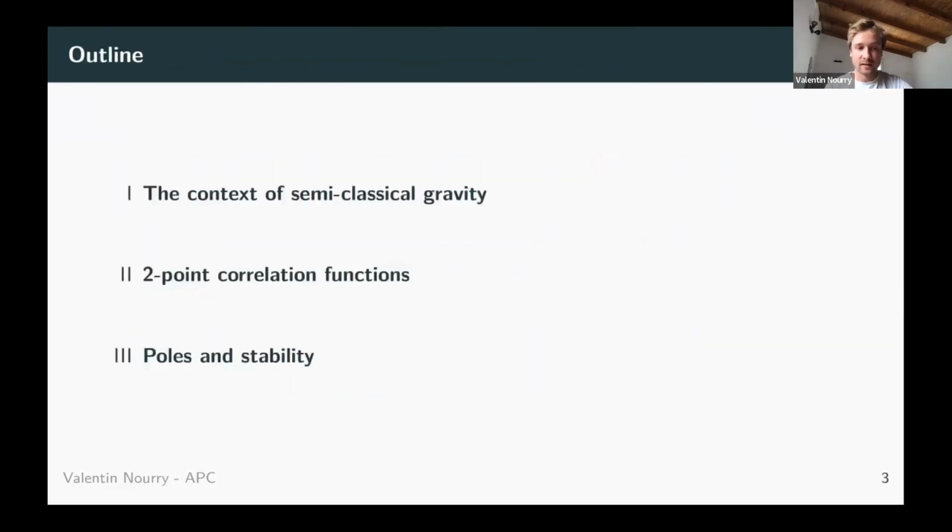So the outline has three points also. The context first, of semi-classical gravity. Then I'm going to present how to derive the two-point correlation functions of the stress tensor and the metric perturbations. And then I will discuss the interpretations of the poles of these two-point functions and conclude on the stability of these maximally symmetric spacetimes.